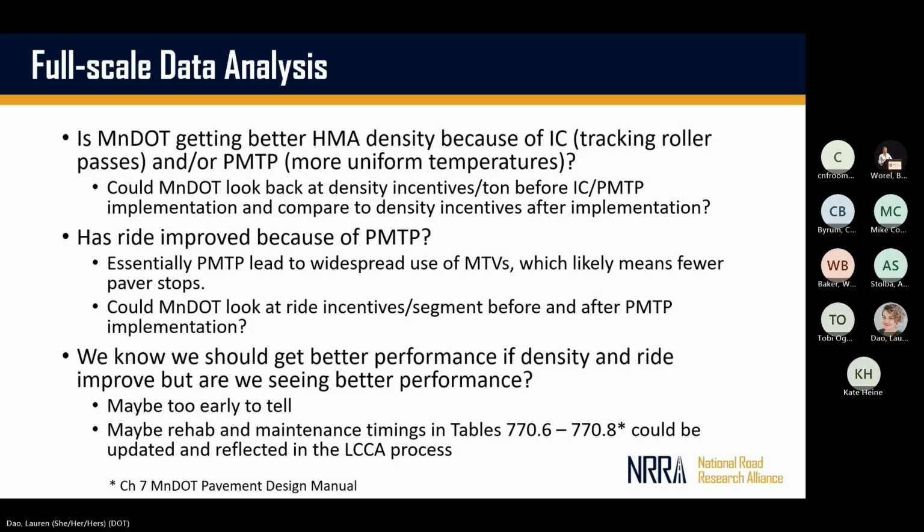Same thing, has ride changed, particularly with the thermal? As I said, for us we used MTVs, which lead to fewer paver stops, which will be smoother pavement. So I'm curious if you could somehow look at incentives before and after to see if that's changed. We all know we should get better performance if density and ride are better, but it's not what we're seeing. So it's maybe too early to tell on some of these, but if not, we could maybe revise those incentive structures and incorporate that into some of our analysis and programs.